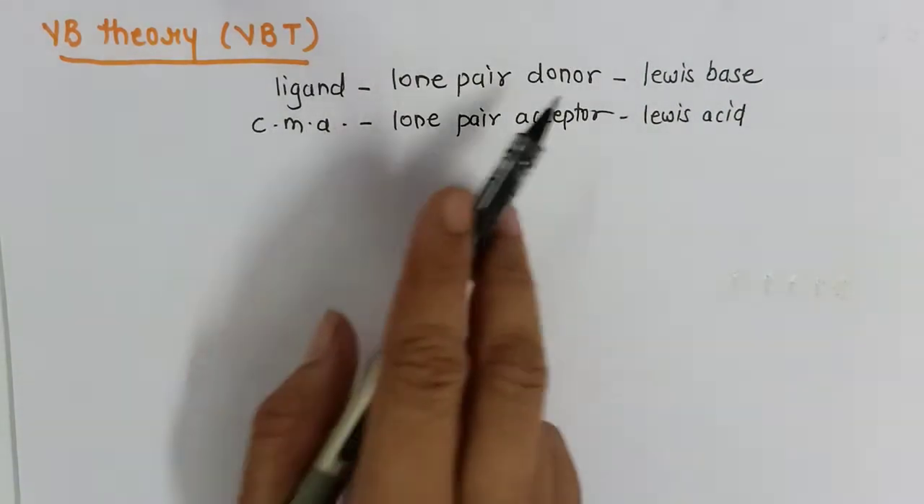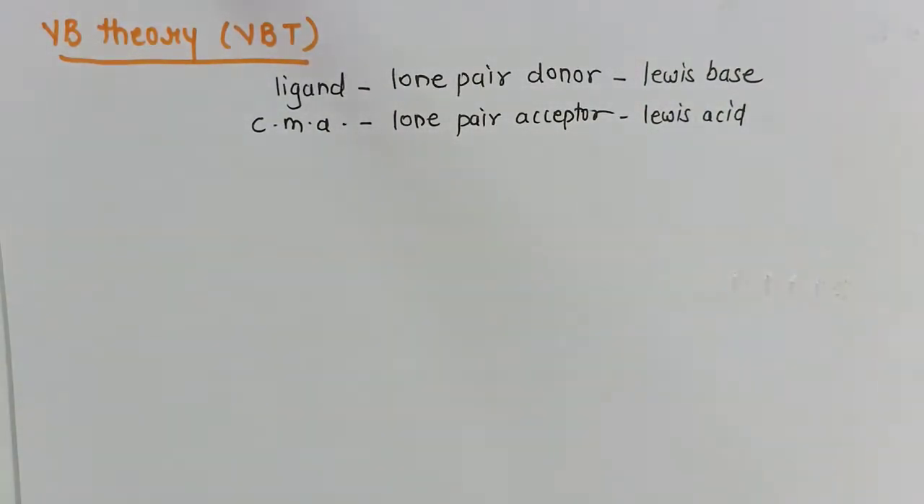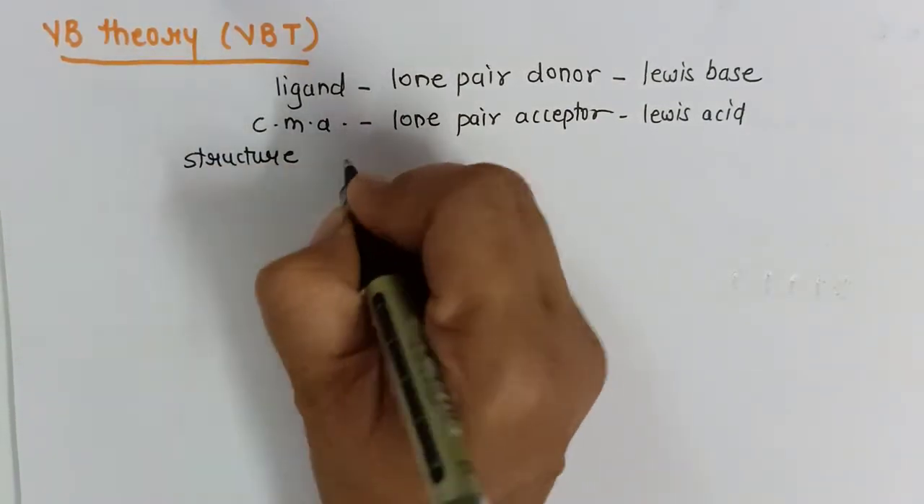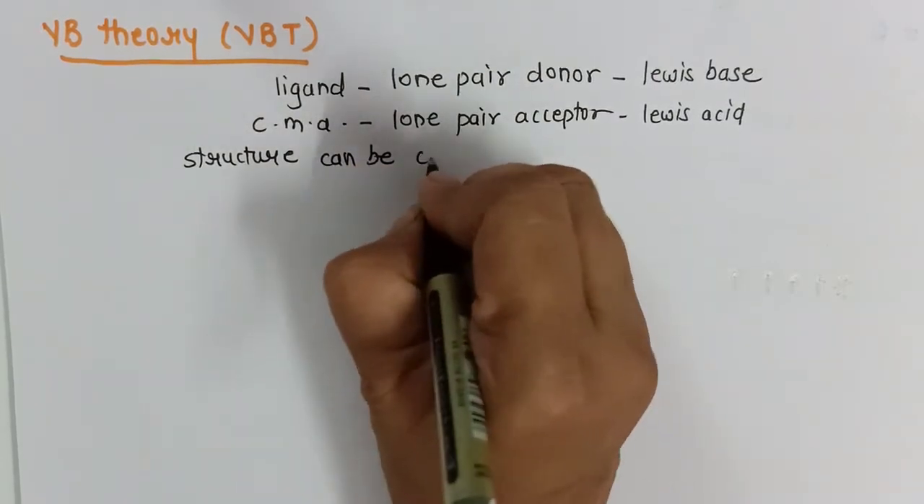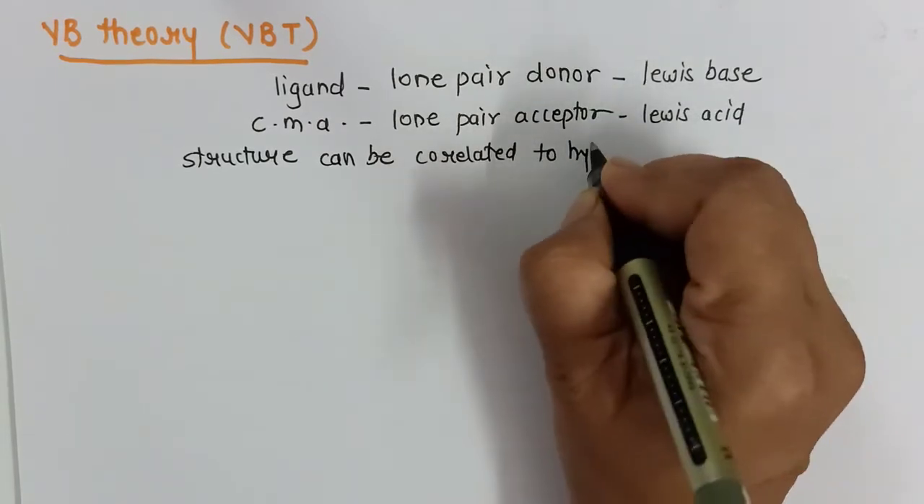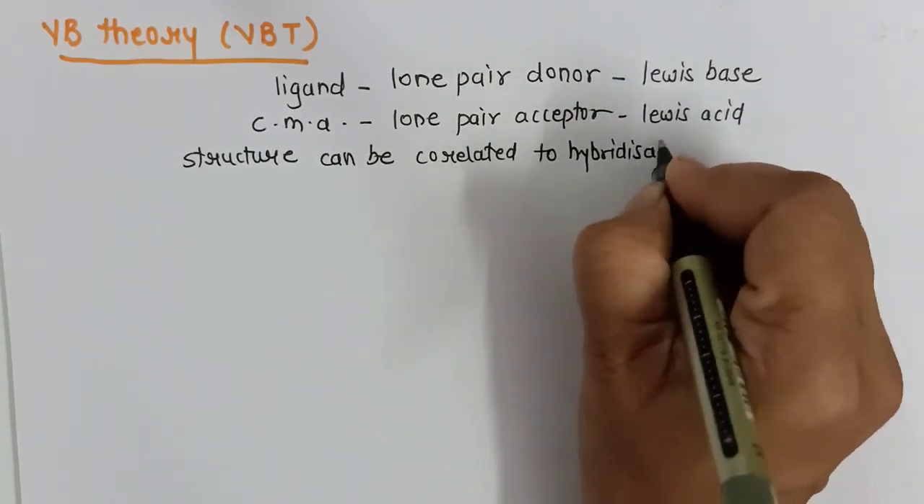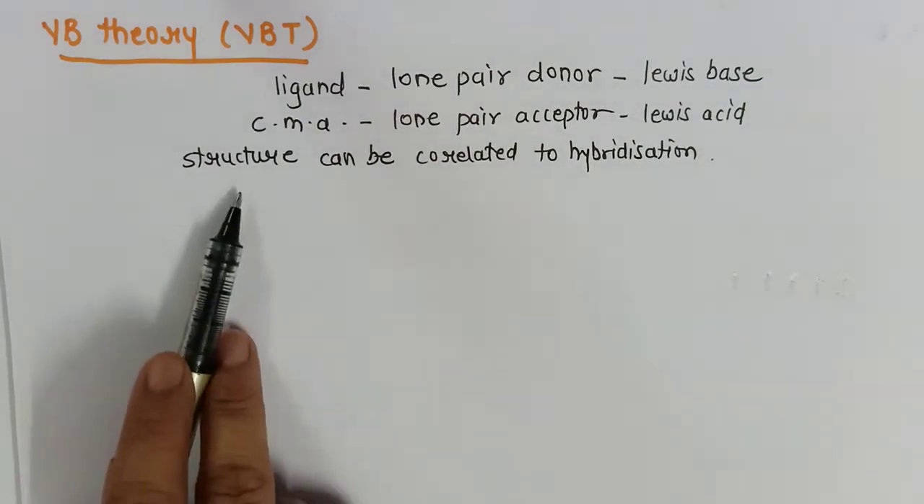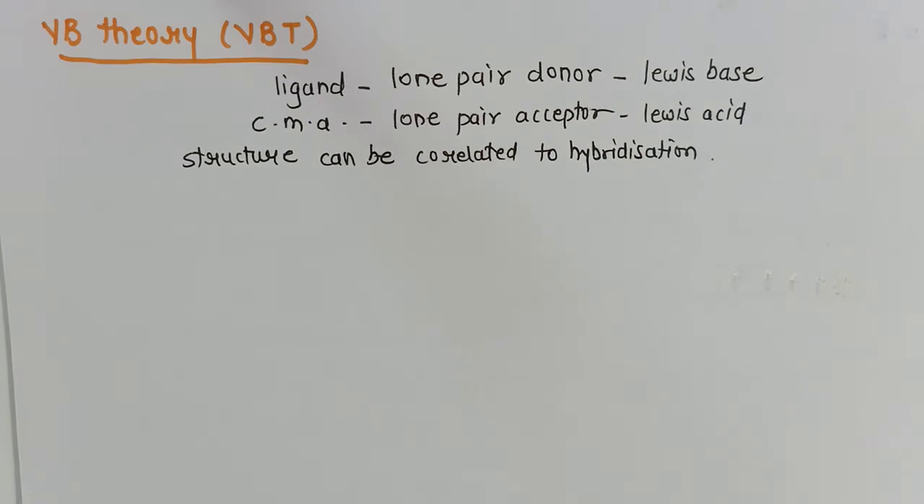Now when the ligand is donating the electron pair and the central metal atom is accepting, there is a certain specific spatial arrangement, or I will say structure, that can be correlated to hybridization, about which we have already studied in our class 11th. So valence bond theory helps us to correlate the structure and hybridization. It also helps us to calculate magnetic properties, but it is more of an experimental theory, I will say.